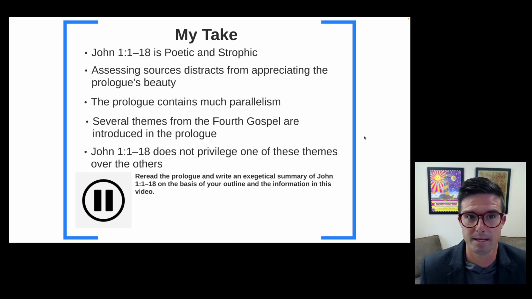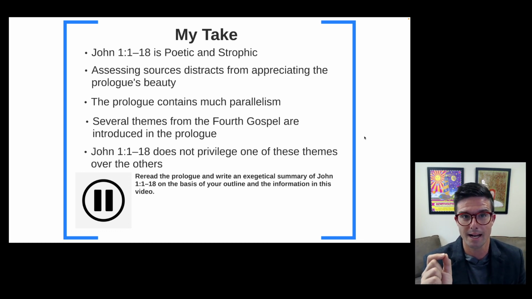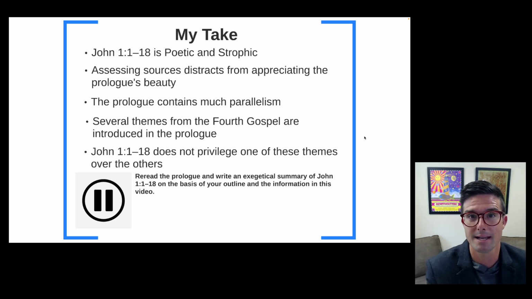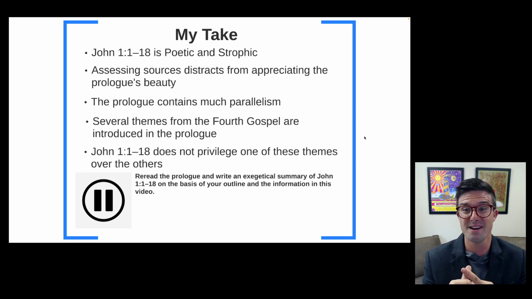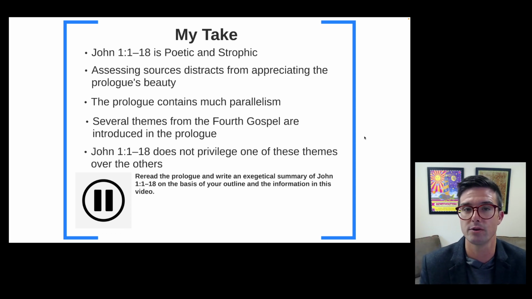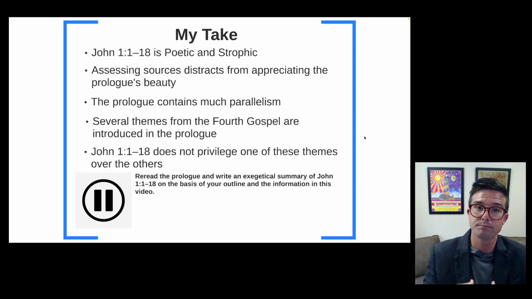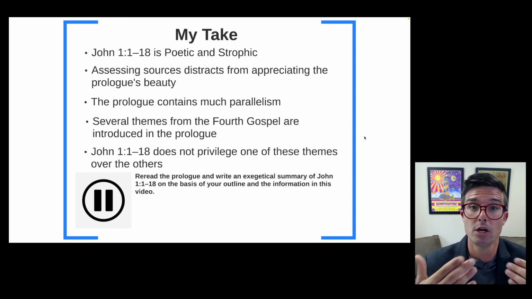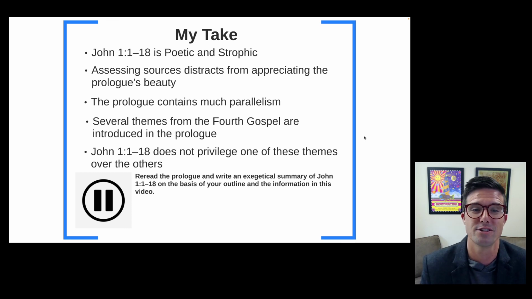You've probably heard me say before that writing an exegetical summary, or summarizing a passage, is one, a very important task, but two, a very difficult task. So the more practice you can get trying to summarize thoughts about exegesis and thoughts about the passage, the better. So I invite you to go ahead and pause. Go ahead and do this, and then I will give you my exegetical summary of John 1:1-18.